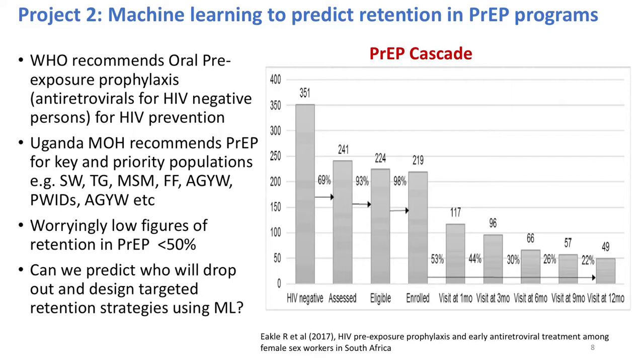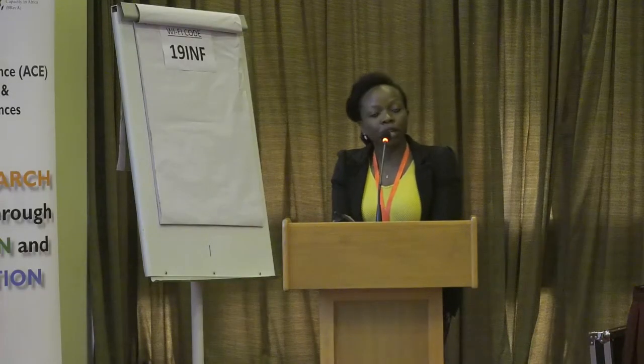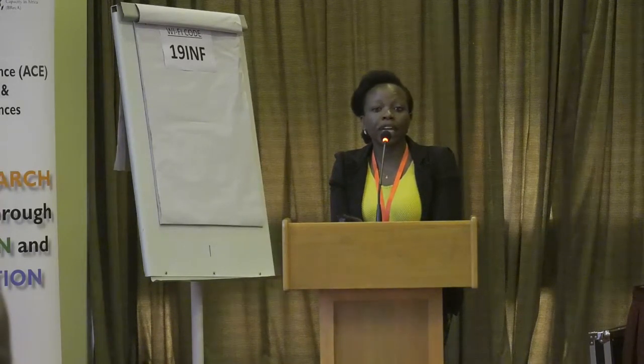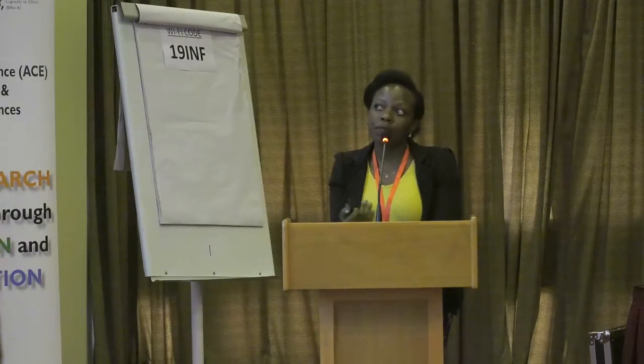Currently in Uganda, PrEP is given to people who are known as high risk and priority populations. But along the way, they drop out of the PrEP cascade. You start with about 100%, but after 12 months of follow-up, you only have 22% of your people currently still on PrEP. So we wanted to predict who drops out of PrEP because, again, if you have this information, then at PrEP initiation, you can identify who's likely to drop out and then maybe focus more interventions on this subpopulation.